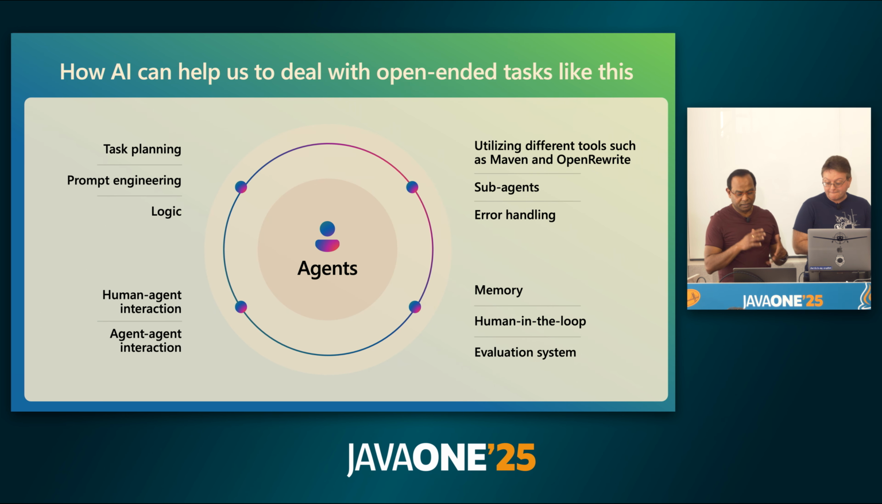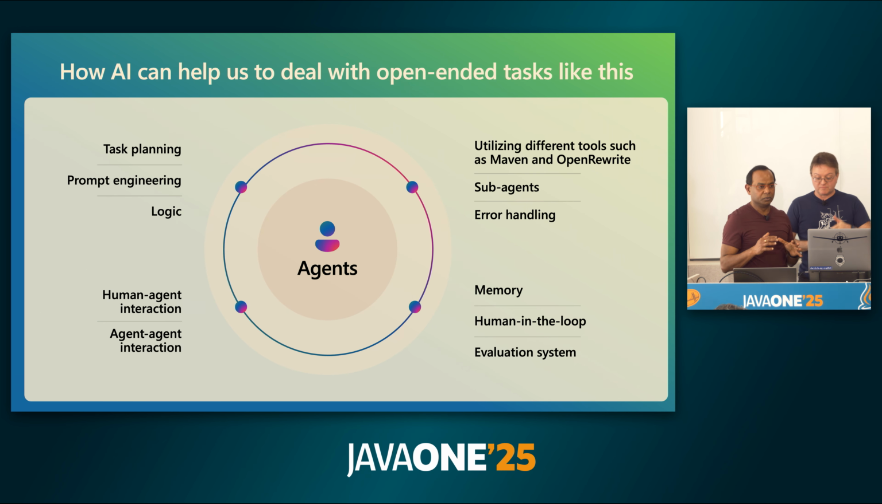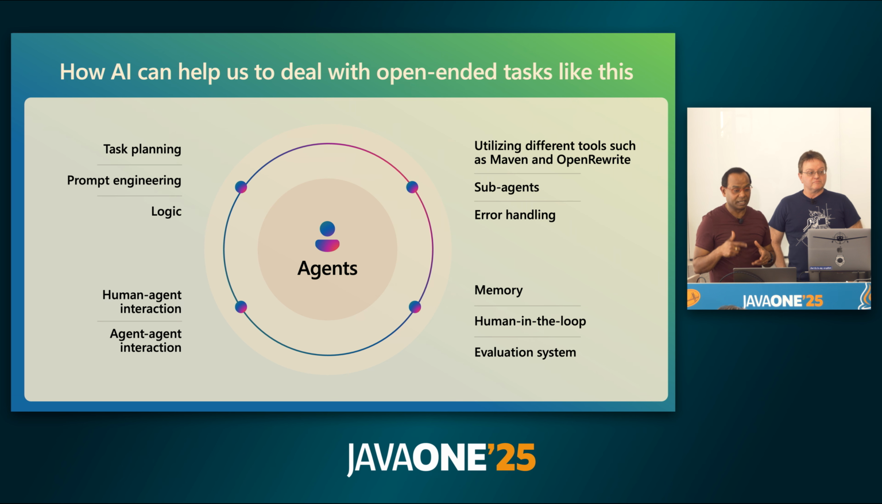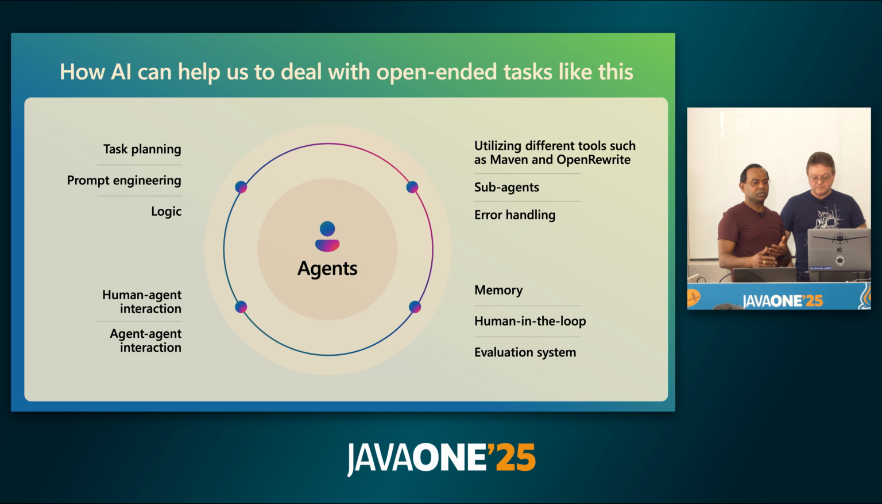The way GitHub Copilot works, it comes in and helps you simplify these kinds of open-ended tasks. It helps you with task planning by breaking the upgrade process down into manageable steps. It uses behind-the-scenes prompt engineering and logic to automate repetitive tasks. It uses tools like Maven and OpenRewrite to identify and resolve compatibility challenges. It takes care of error handling. It also brings you into the loop to apply whatever changes you would like to apply.